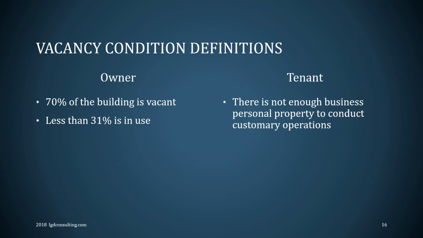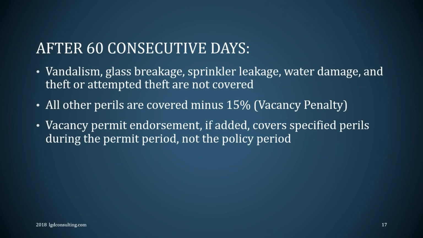Just by changing one word in the question changes the answer. All right. Now, if the property, in either case, has been vacant for 60 consecutive days, we're not going to cover these first 5 perils in this first bullet here. Vandalism, glass breakage, sprinkler leakage, theft, attempted theft, water damage, right? We're not going to cover those 5 perils. They're excluded after 60 consecutive days of being vacant.